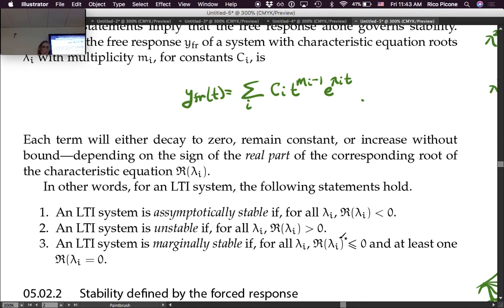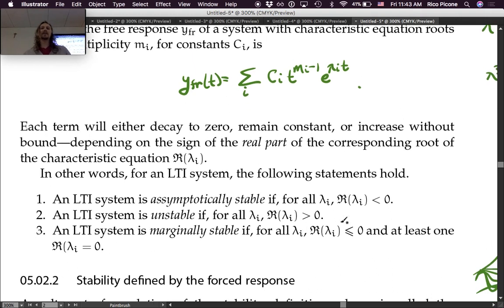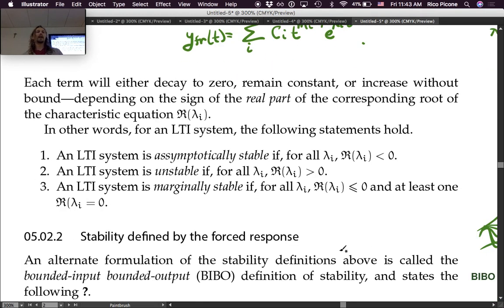In other words, for an LTI system, the following statements hold. 1, an LTI system is asymptotically stable if, for all lambda i, so for all the roots of the characteristic equation, the real part is negative. Okay?